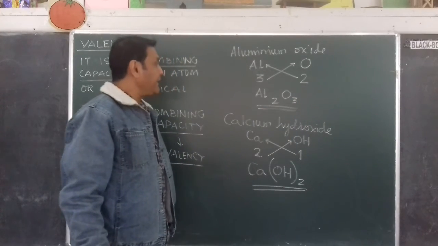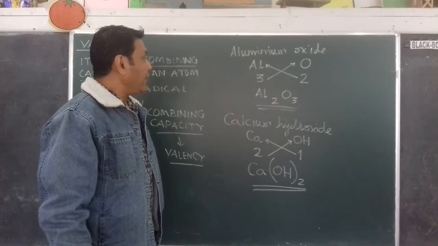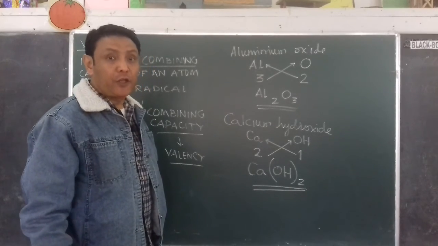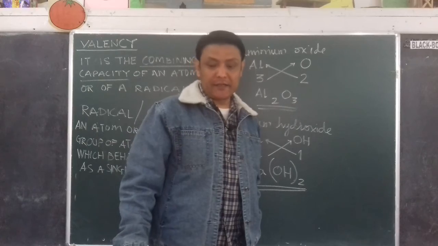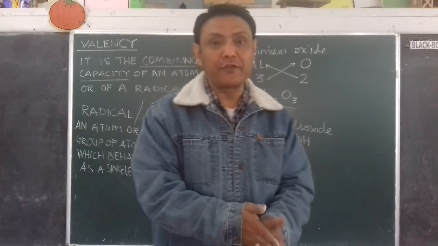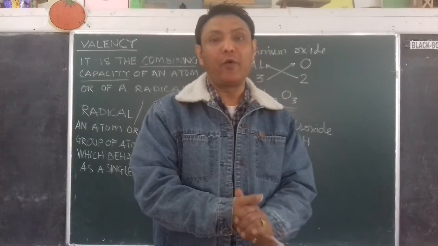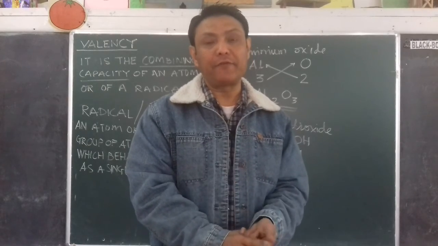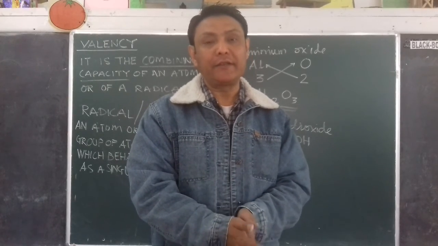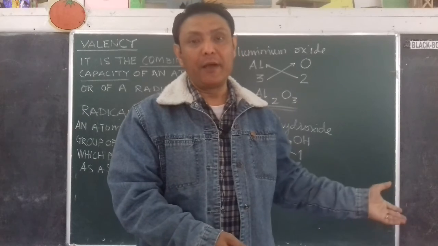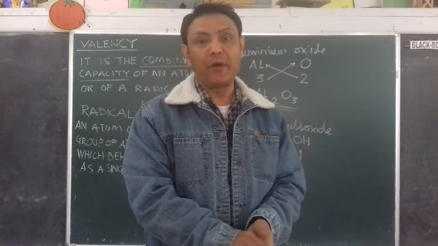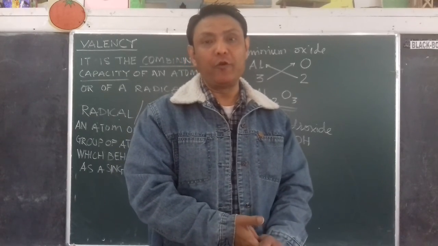So that's how we write the formula, okay, using the valency. I hope you understood what radical is, what valency is. There are 2 types of radical, that is compound and simple, and then this is the way we write the formula of simple compounds. I hope you understood.